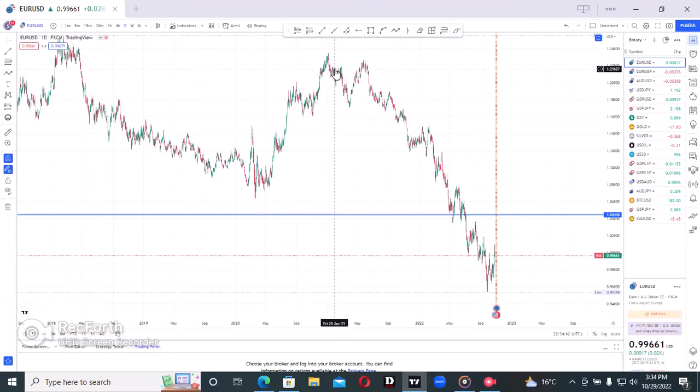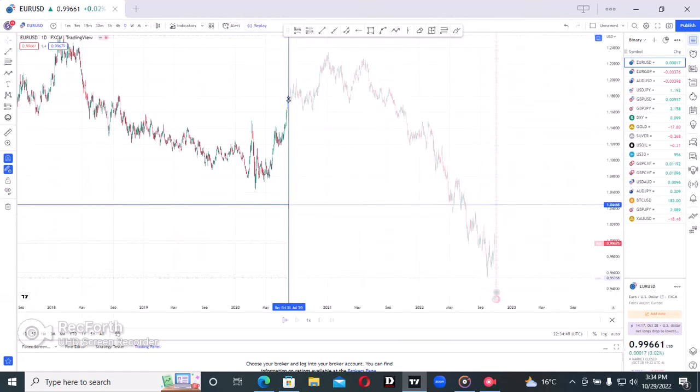As you can see here, we have an uptrend and then we have a downtrend. So let me just quickly show you right here.